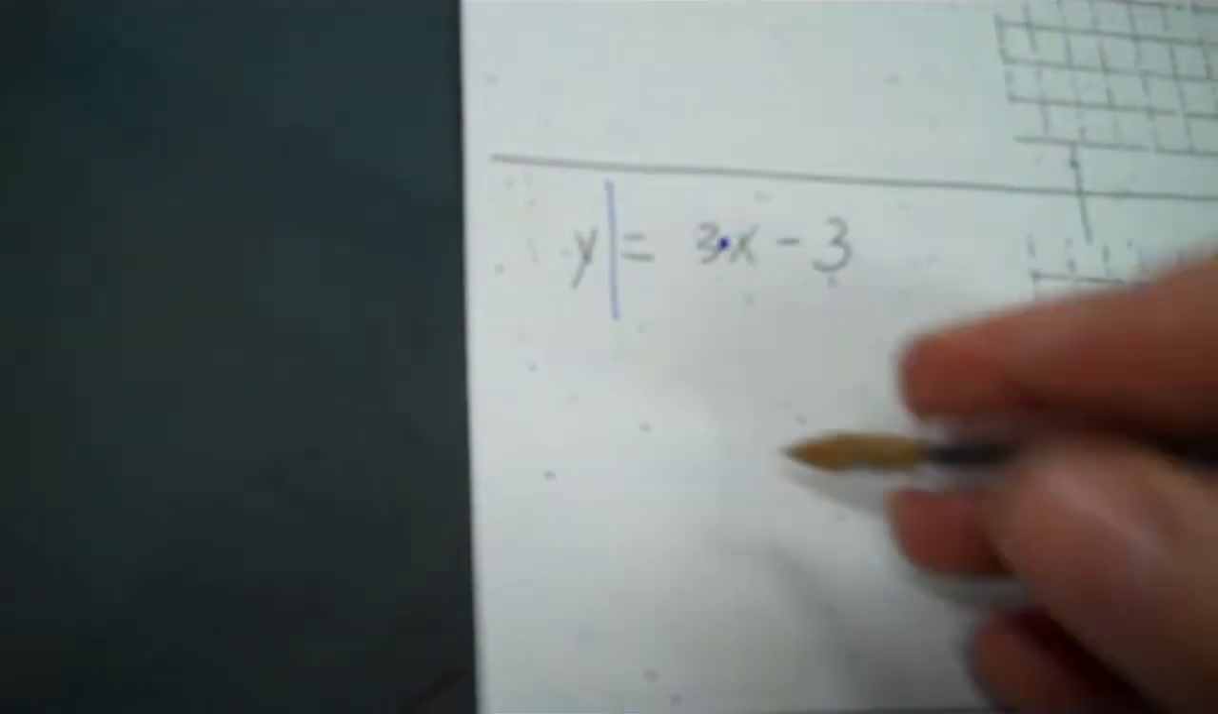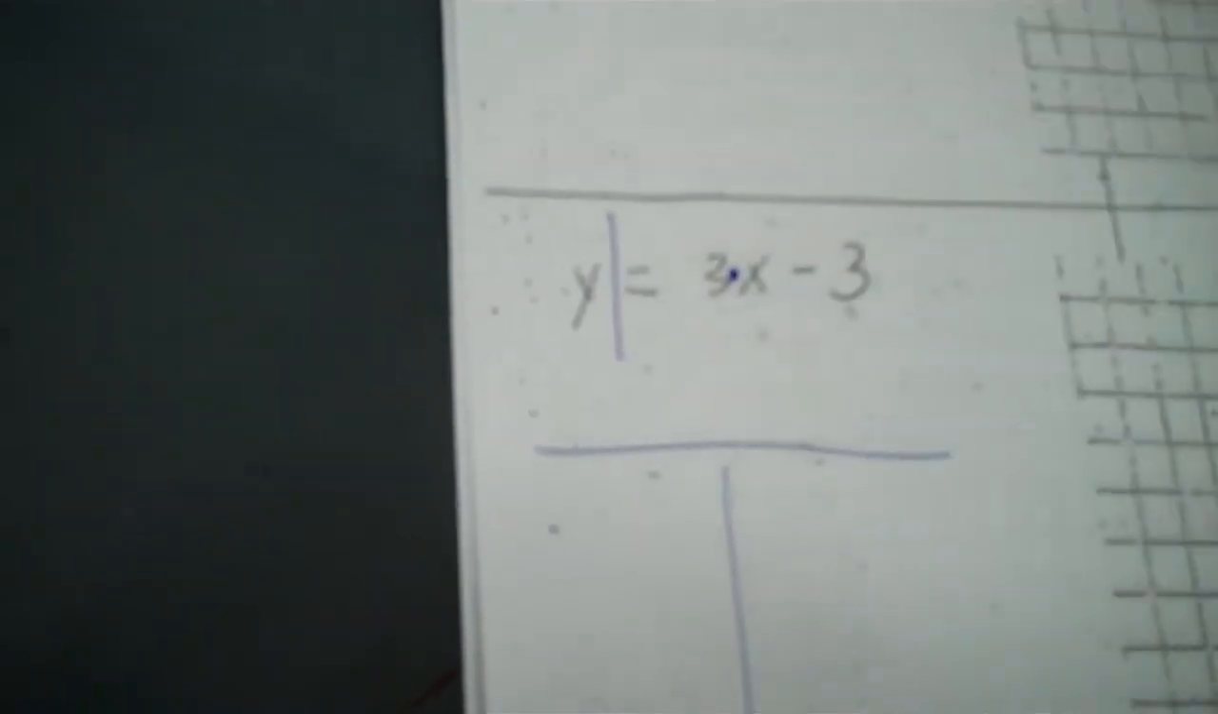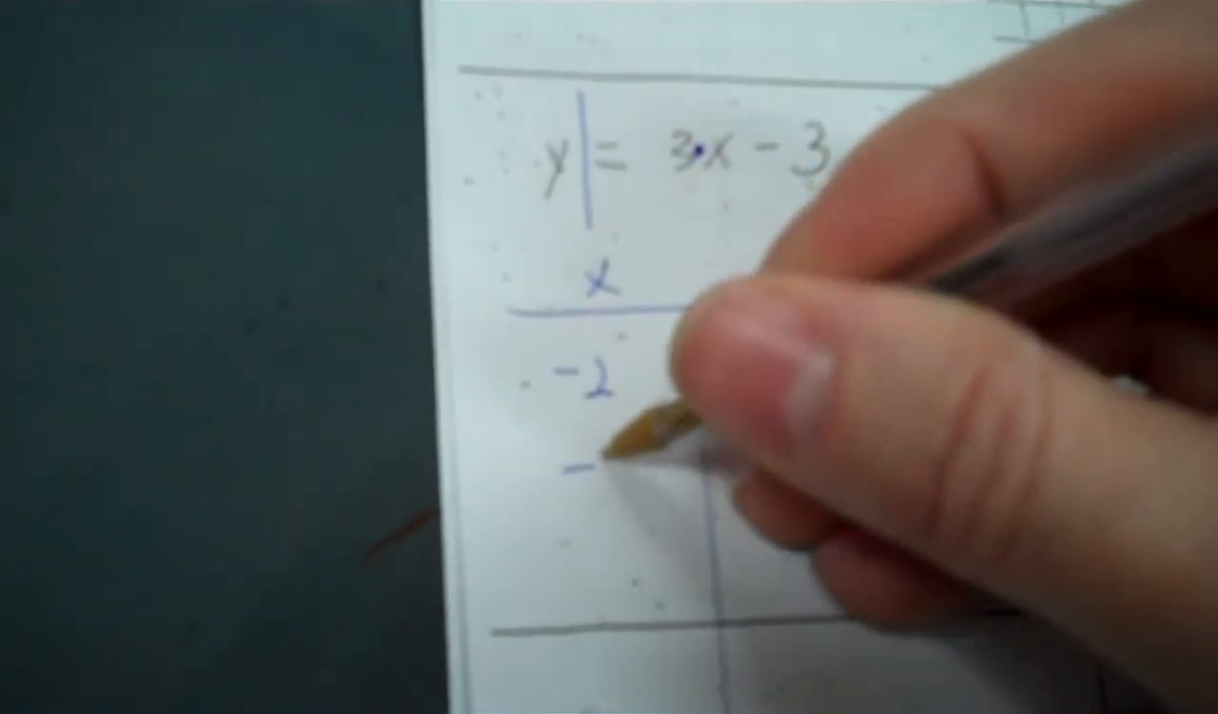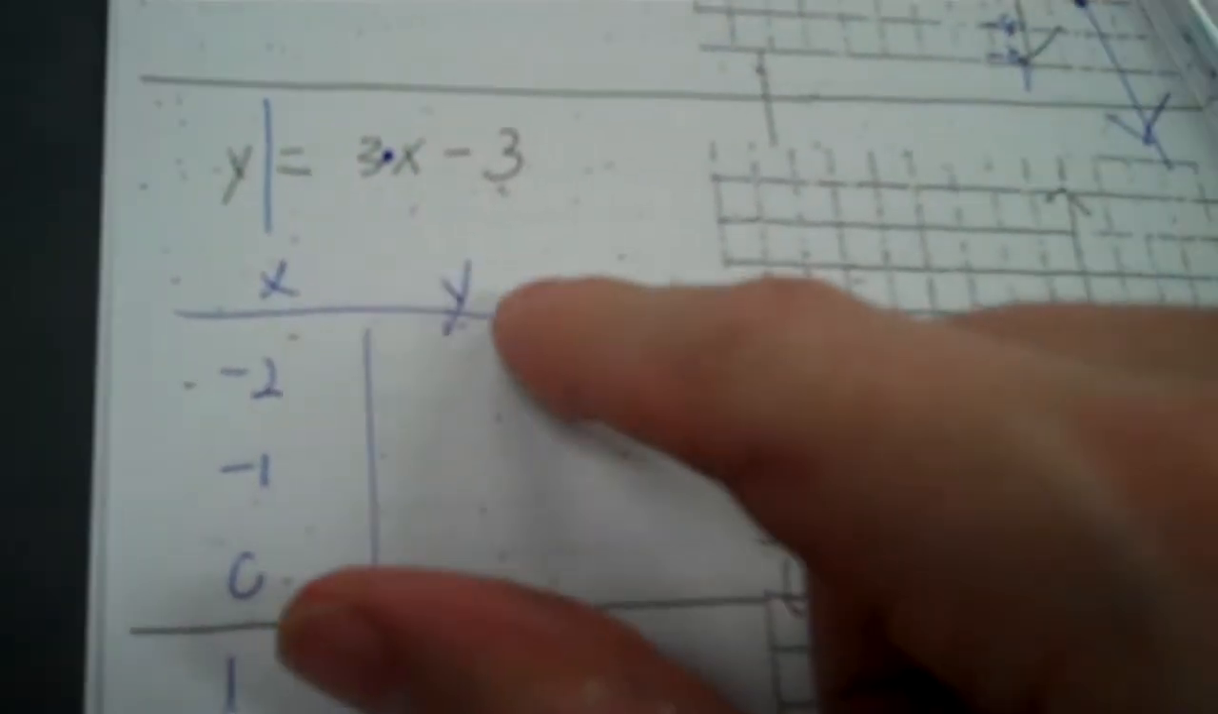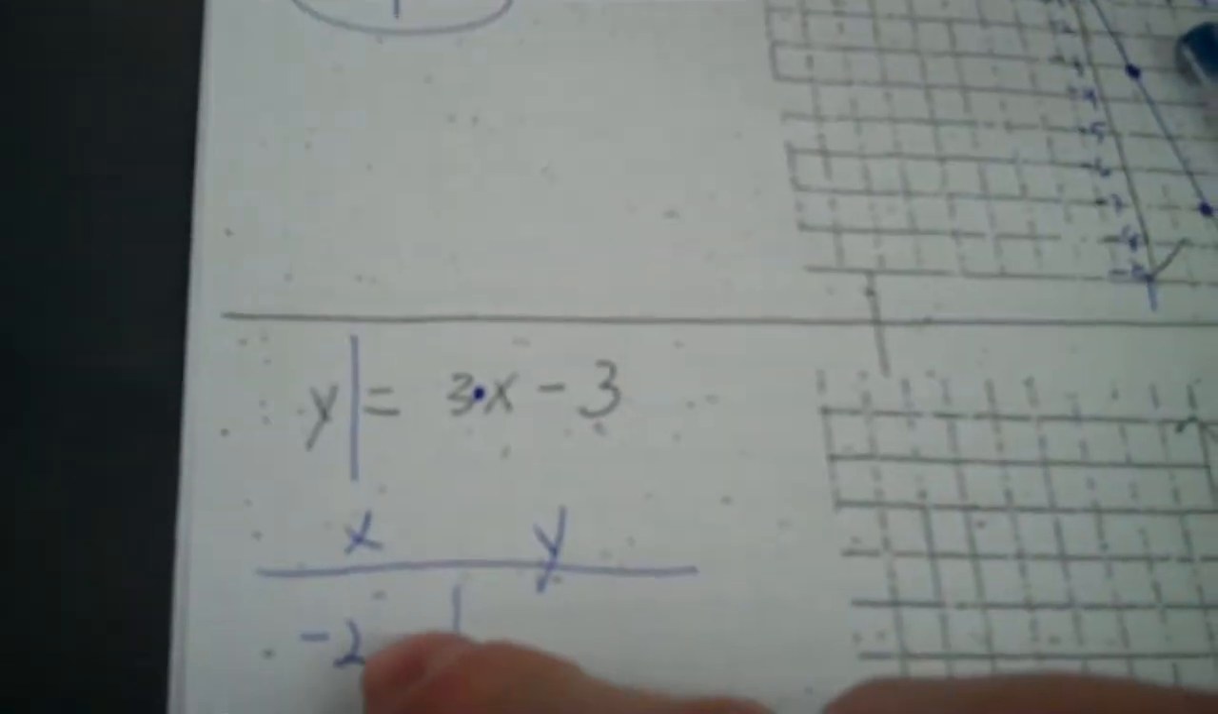Okay, next up, y equals 3x minus 3, that means 3 times x minus 3. x is the independent variable, so I will have that be -2, -1, 0, 1, 2. To find what the y equals, I substitute first -2 where x is. So y is going to be first equal to 3 times -2 minus 3. -9.